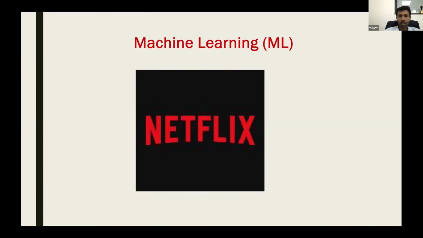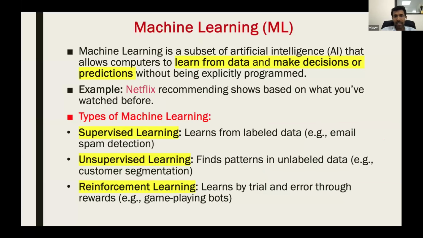So this is a small example of machine learning. So what is machine learning? Machine learning is a subset of artificial intelligence. Machine learning is not just different from AI. It is a part of artificial intelligence that allows computers to learn from data and make decisions or predictions without being explicitly programmed. As I said, the example is Netflix, which recommends shows based on what you have watched before. This machine learning works based on the data that you provide, or it will automatically grab data from your search patterns, from your search histories.